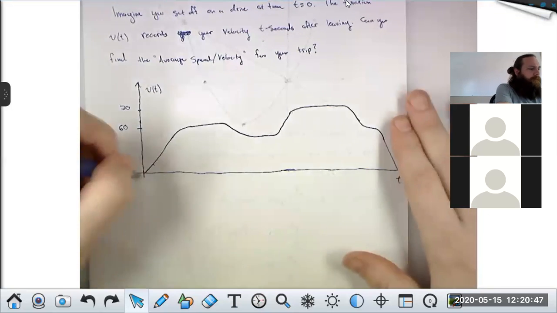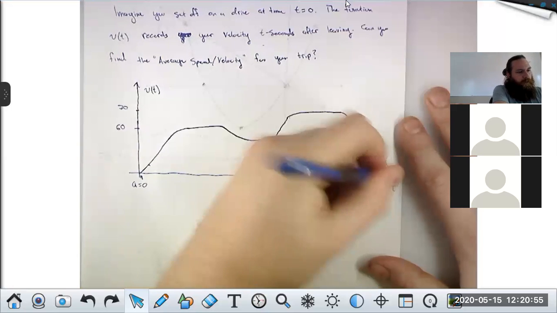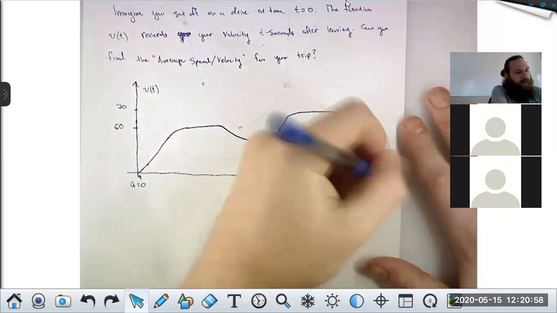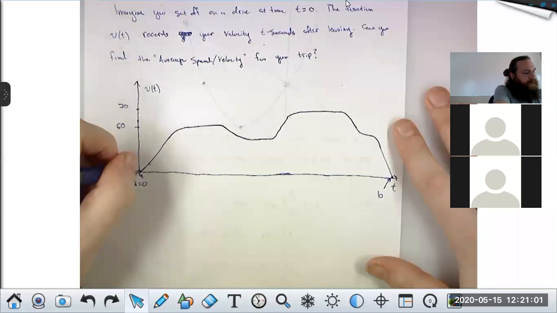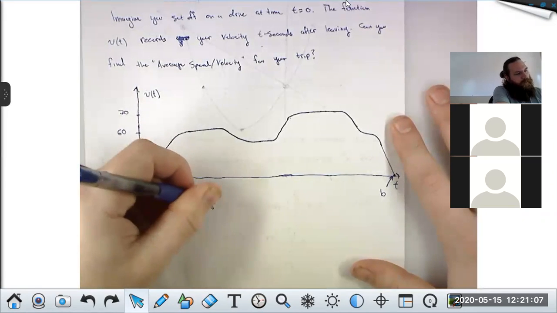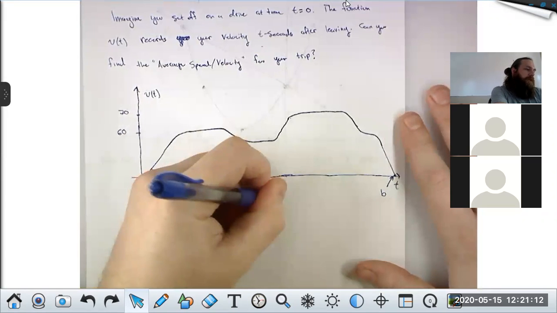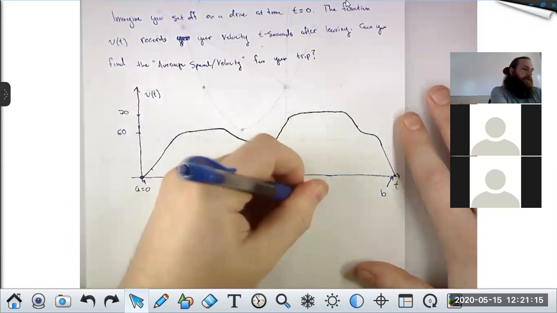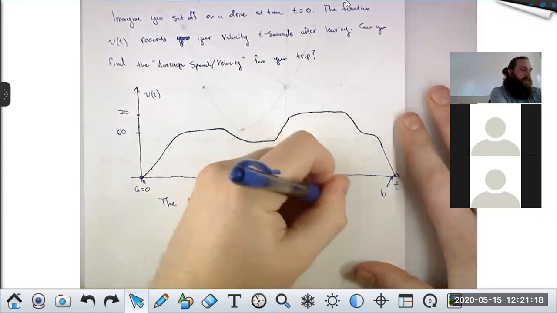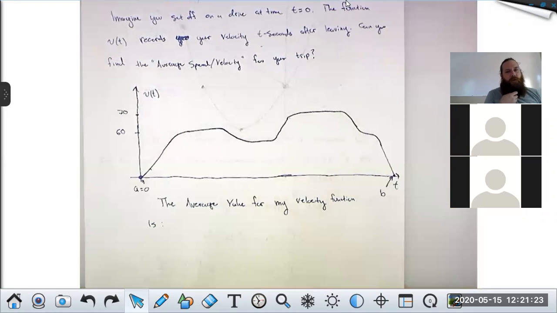Well, it turns out, I'll say here, a equals 0 is this x value, and we'll just call this x value over here where I stop b, then the average value for my velocity function is, it comes very similarly to the way you would think of an average of a set of regular numbers.